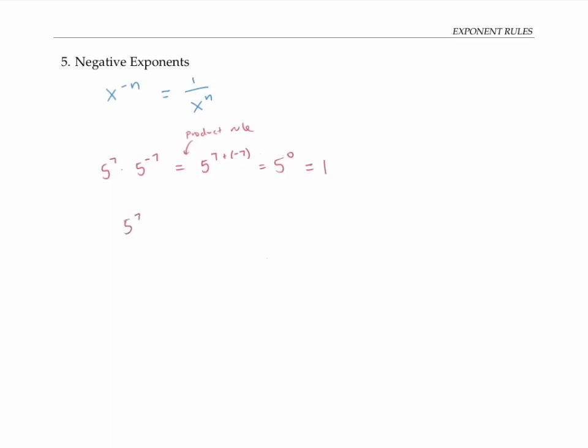Now I have the equation 5 to the 7th times 5 to the negative 7th equals 1. If I divide both sides by 5 to the 7th, I get that 5 to the negative 7th has to equal 1 over 5 to the 7th. So that's where this rule about negative exponents comes from. It has to be true in order to be consistent with the product rule.